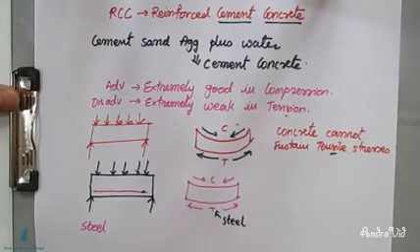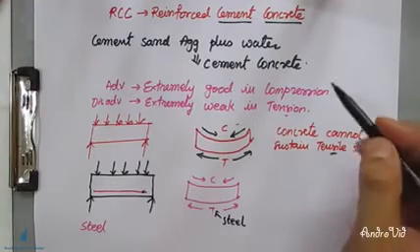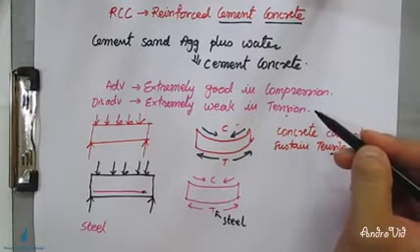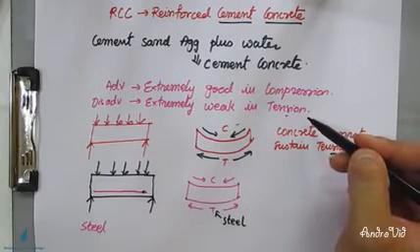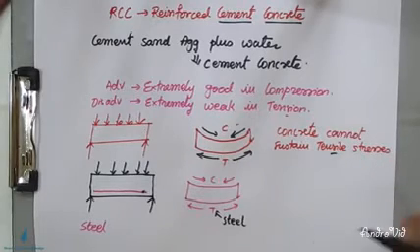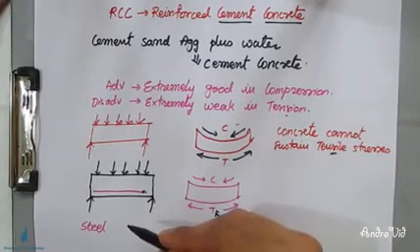So this is the general idea, or the general gist, of RCC: to take care of compression and tension. Because concrete is very good in compression but weak in tension, that's why we provide the reinforcing bars in the tension zone to take care of the tensile stresses. Okay, but this is only with respect to the simply supported beam.